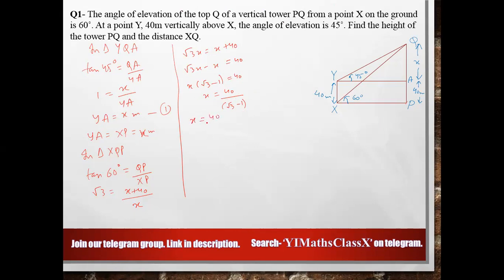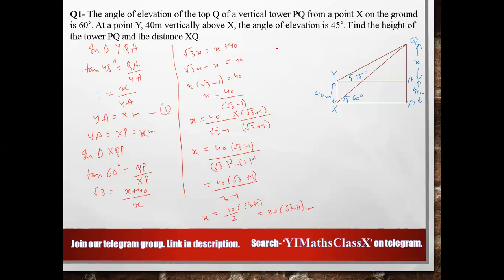Now, because I cannot leave my answer in this way, I have to rationalize it. So multiply the numerator by root 3 plus 1 and the denominator also by root 3 plus 1. In the numerator it will be 40 times root 3 plus 1, and in the denominator I'll get root 3 whole square minus 1 square, using a plus b times a minus b. Root 3 square, 1 square. That means I'll get 40 times root 3 plus 1 upon 3 minus 1, which is 2. That means the value of x is 20 times root 3 plus 1 meters.